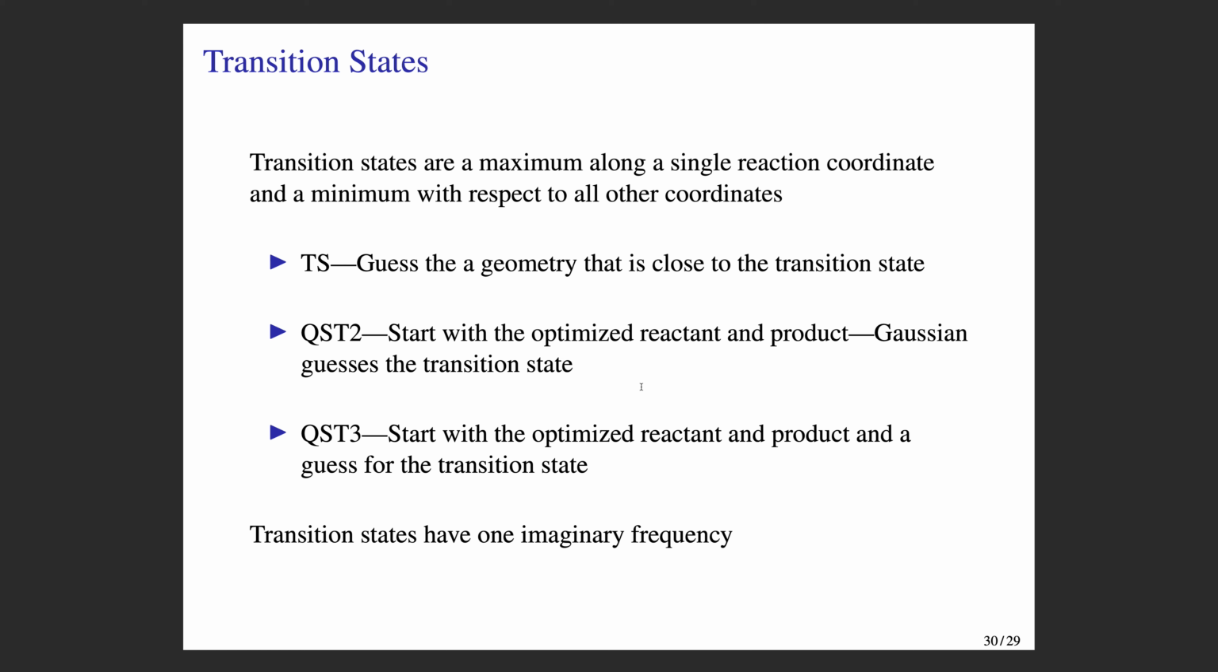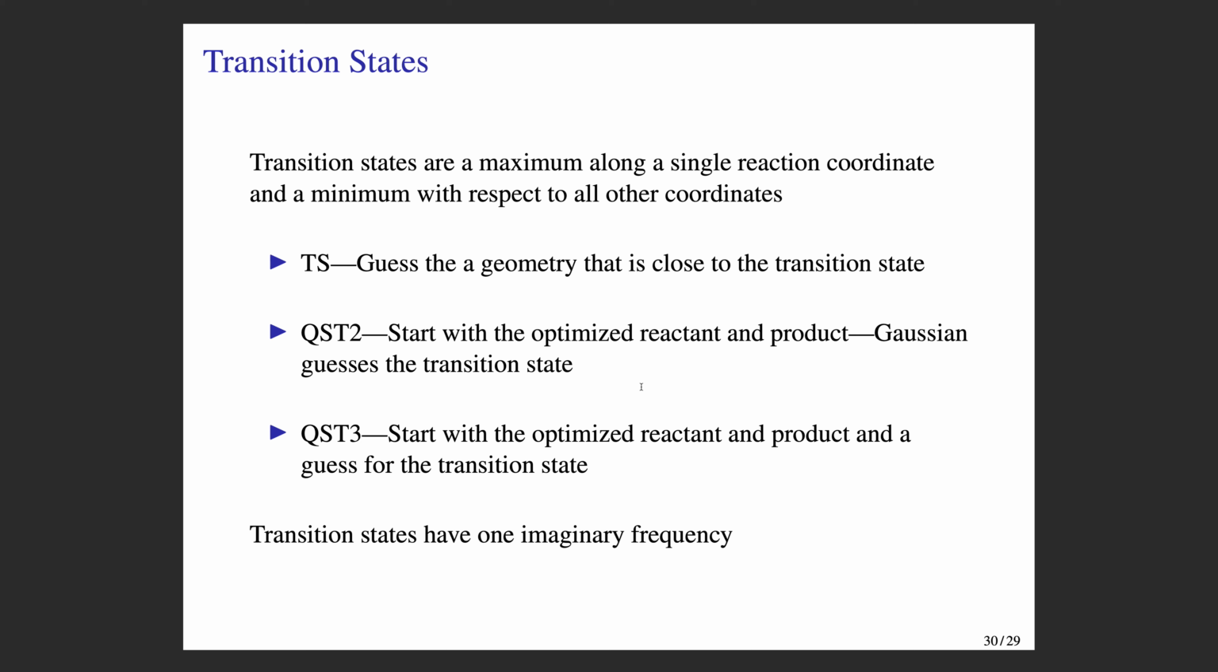Another method, which is the recommended one, QST2, is where you start with optimized structures for the reactants and the products in your Gaussian calculation. So you have both the reactant and product present, and then Gaussian will take those 2 structures and imagine for you what the transition state will be, and then it will proceed from that guess to find the transition state. That usually works pretty good.